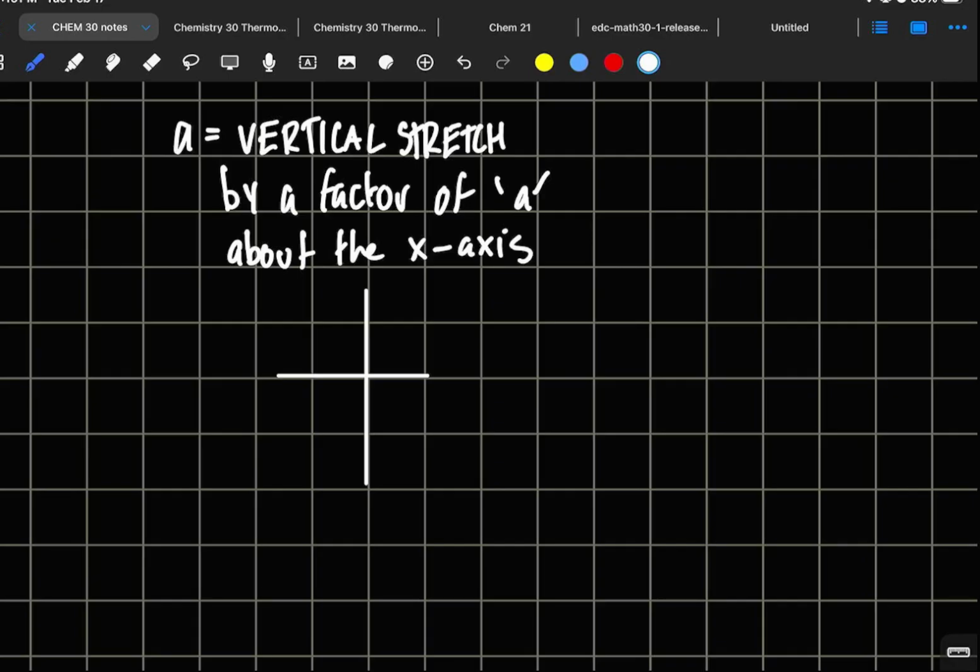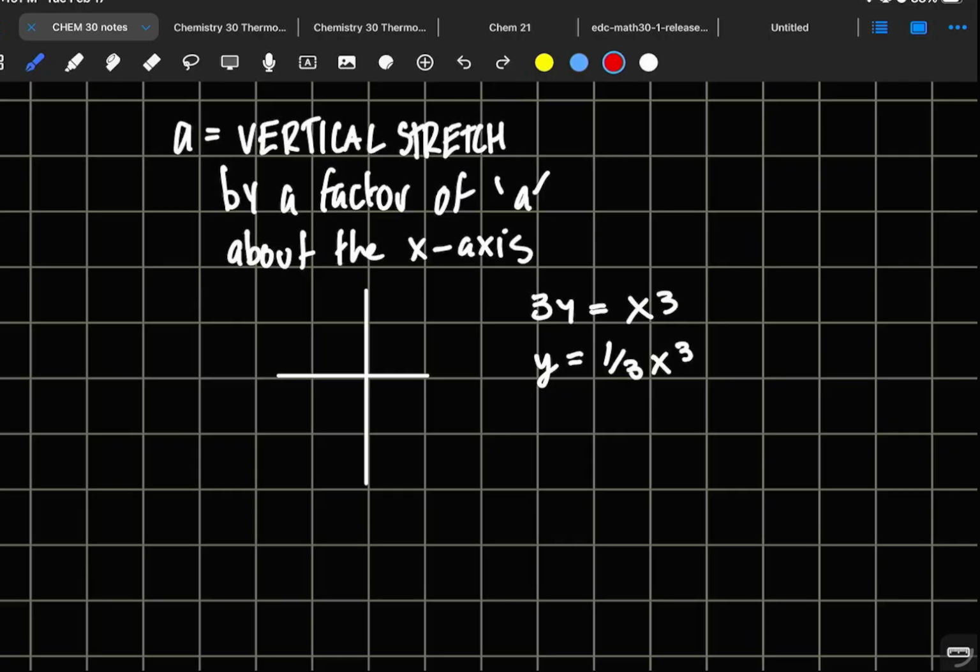You have a couple of ways you can express a vertical stretch. You could say that a vertical stretch is like 3y equals x squared. And then from there, you would divide by 3, so you get 1 over 3 x squared. And this would be your vertical stretch by a factor of 1 over 3 about the x-axis.